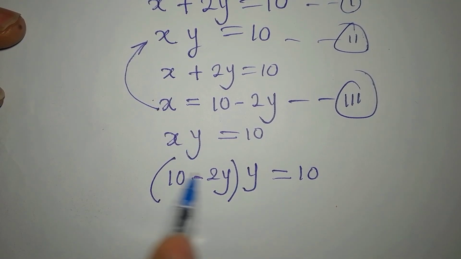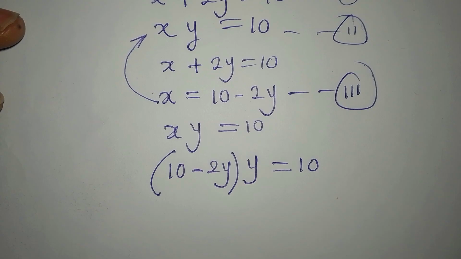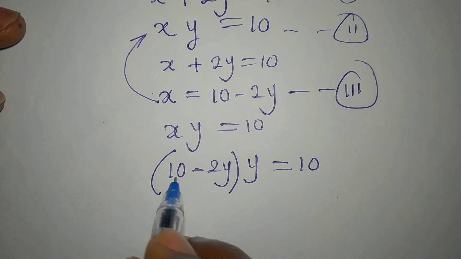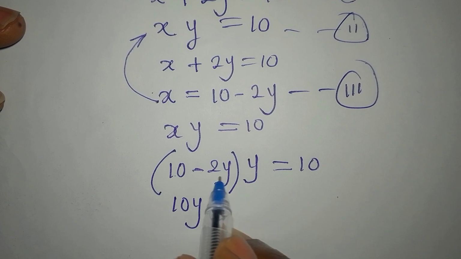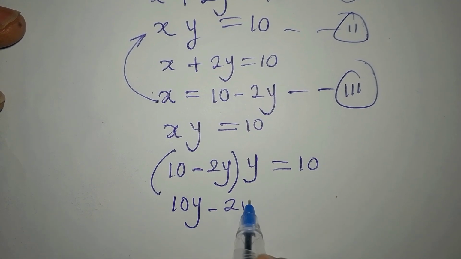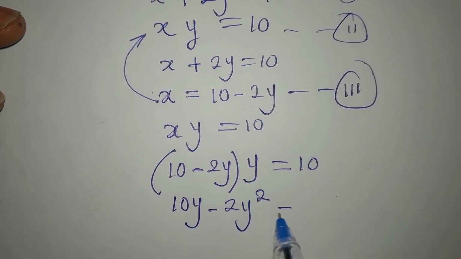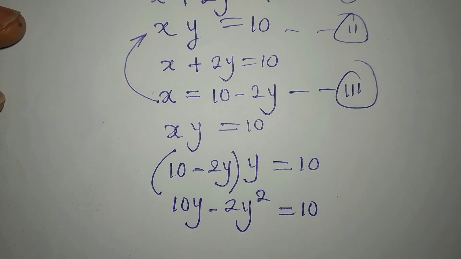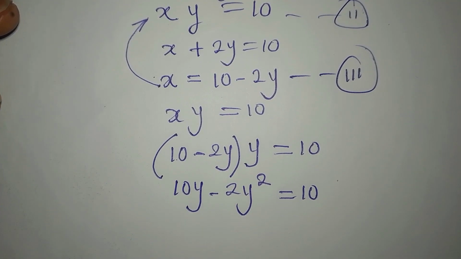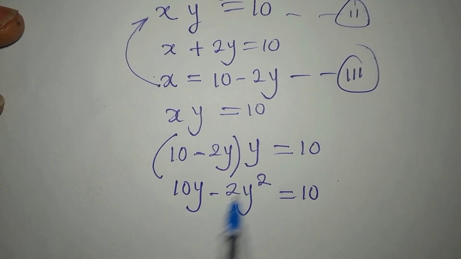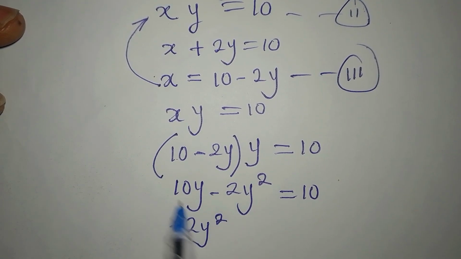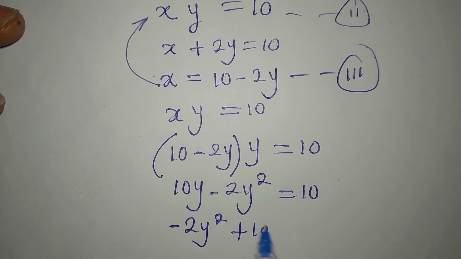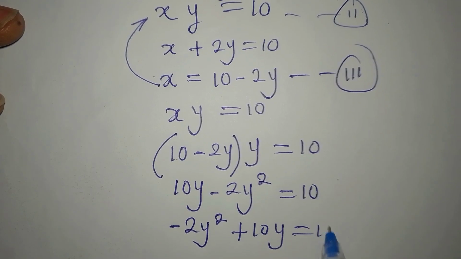Now we are going to open this bracket, and that will lead us to a quadratic equation. 10 times y, that is 10y, minus 2y times y, that will be minus 2y squared, and this is equal to 10. Okay, now what if we write this one first? We'll now have minus 2y squared, then this is plus 10y equals 10, right?